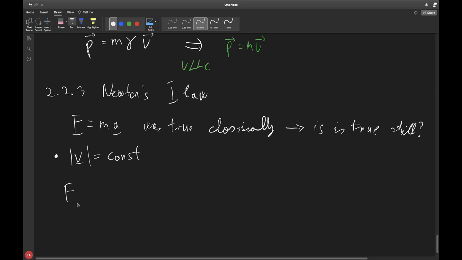So F_i, the ith component of a vector, is the same as the derivative of the ith component of the momentum by time. And that leads to saying that since the absolute value of v was constant, we can take that out of the derivative and just say that this is m, mass, times the gamma Lorentz factor times the derivative of v_i by t. And so the question is, is this the same as m times a?